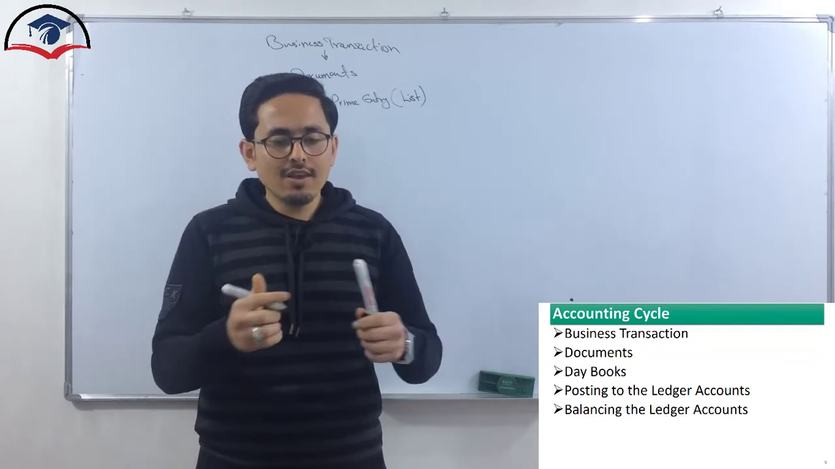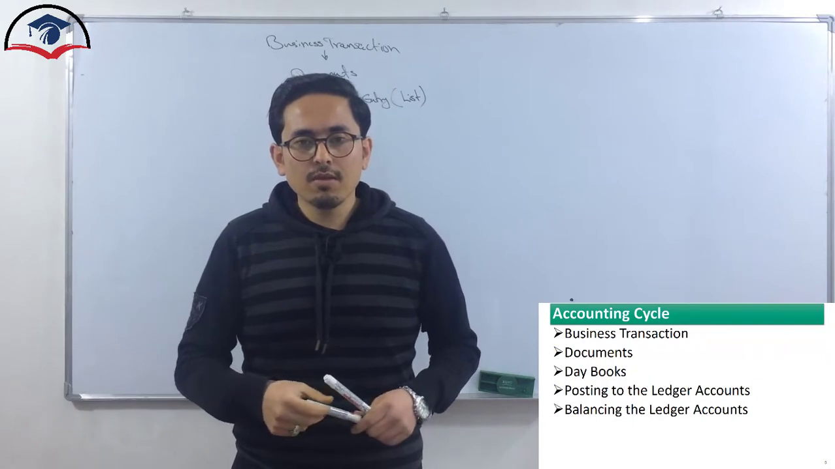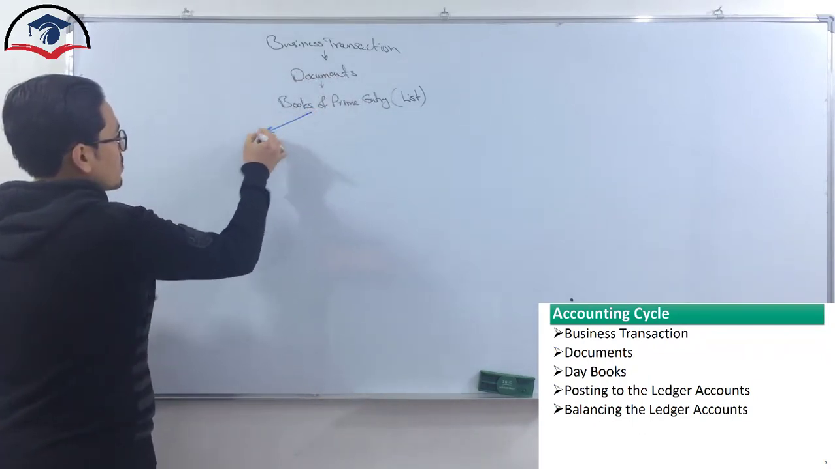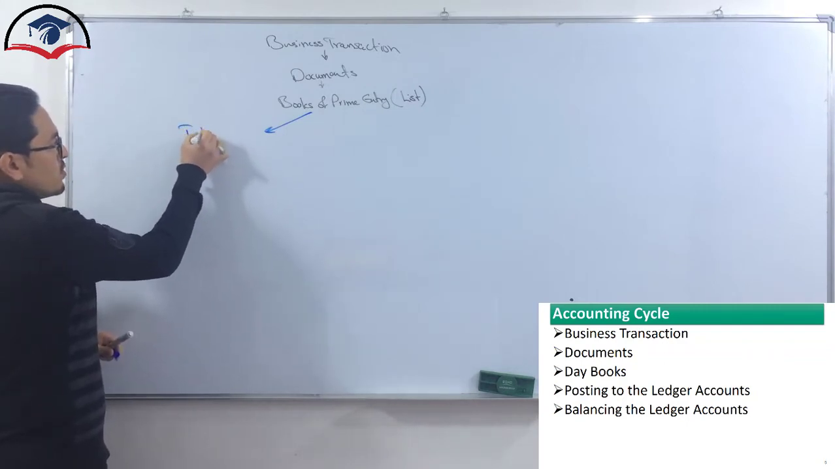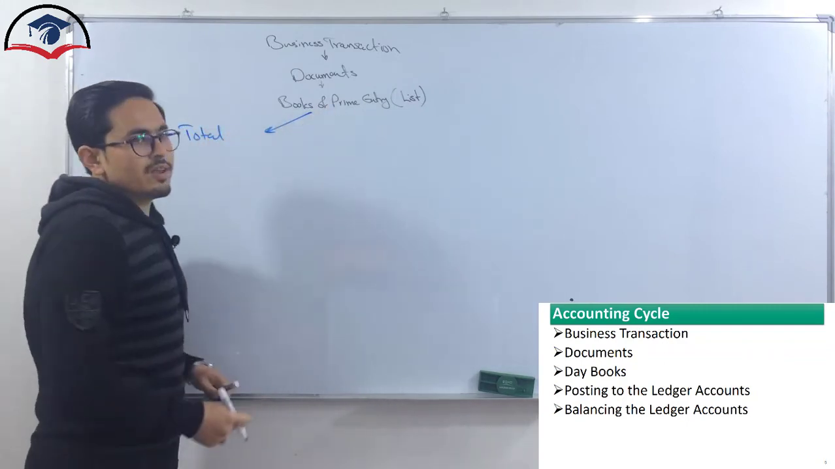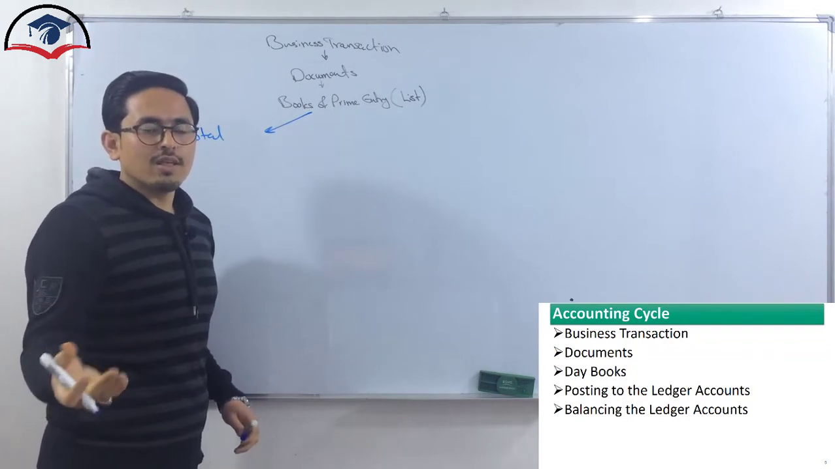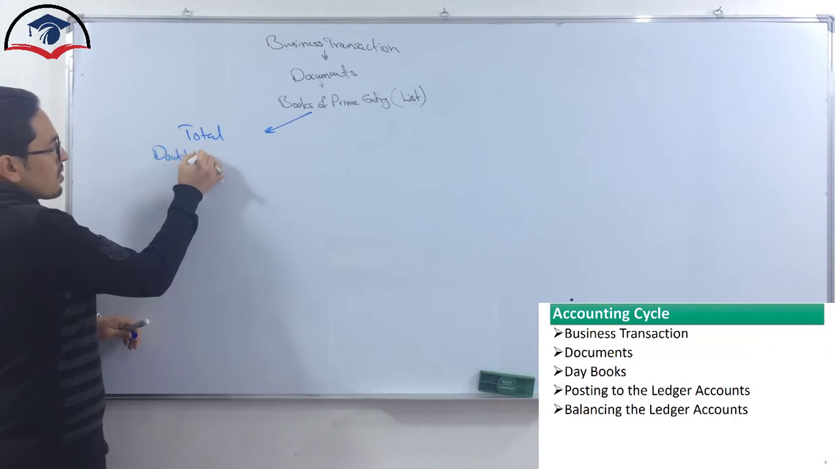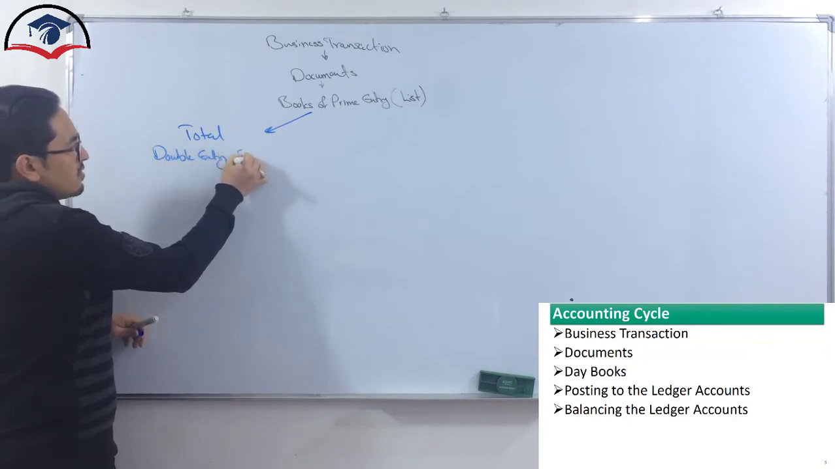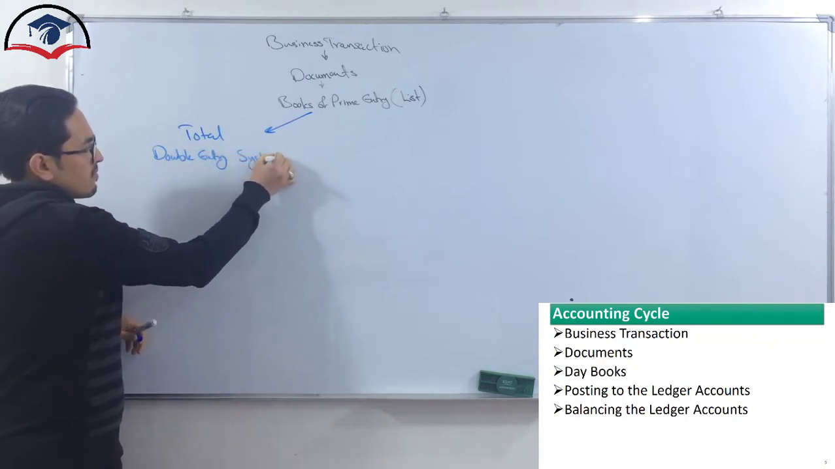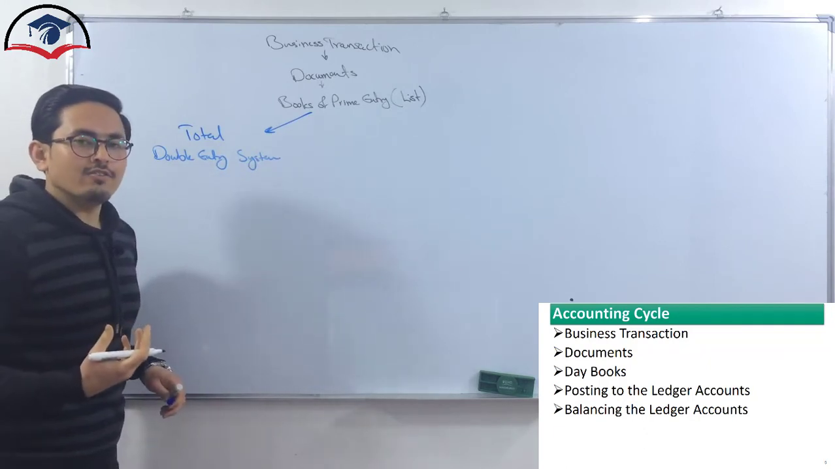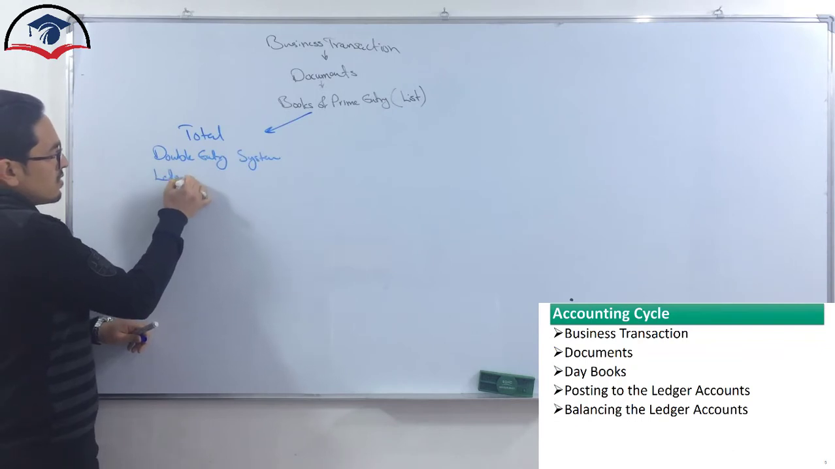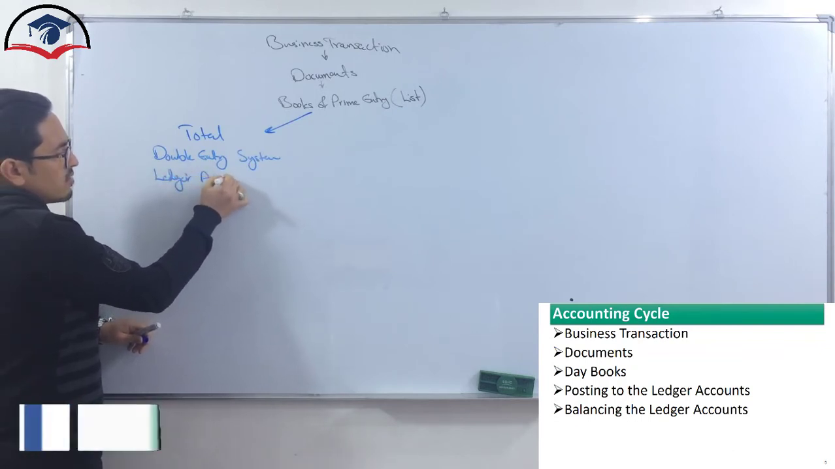And after the listing, you will come to the next step, which will start in two categories. One of them will go to the double entry system. You will total that. You will find out the total under sales, how much sales you did. With the double entry system, you're gonna record that in ledger accounts. You will post that in ledger accounts.